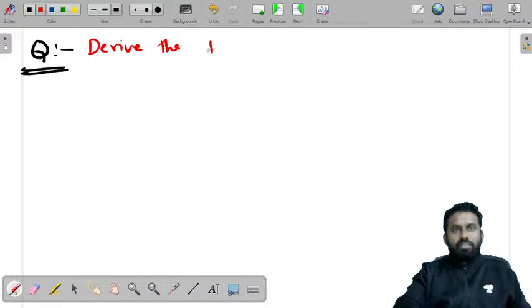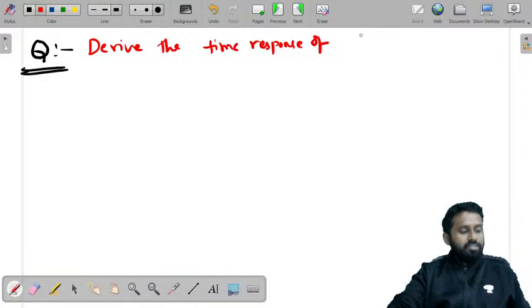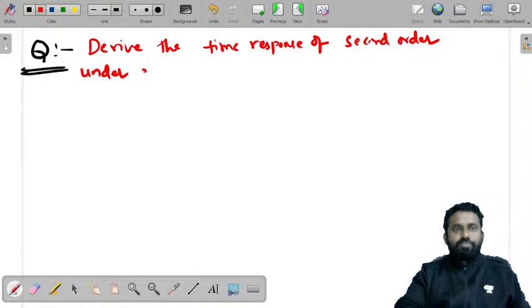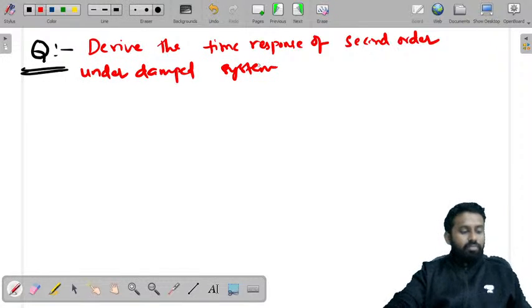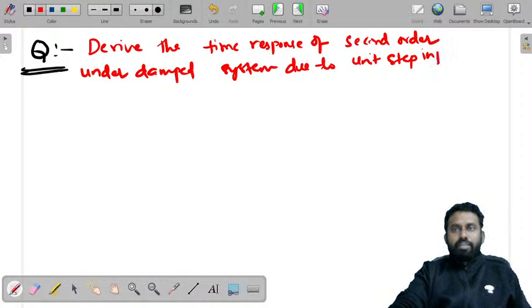the time response of second order underdamped system due to unit step input. So this is a question that is given to us. Now let us look at the answer to this.